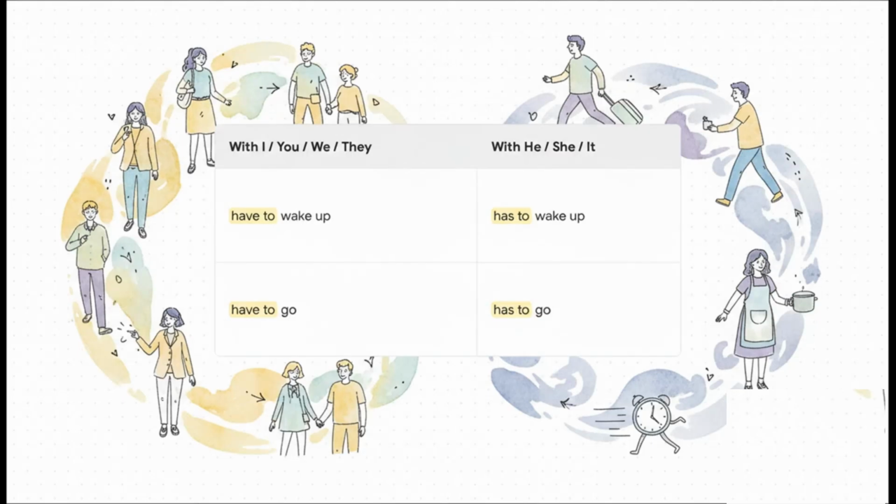Now, here's a really important little grammar tip. Check out this slide. For I, you, we, and they, we use have to. Simple enough. But for he, she, or it, we switch it to has to. So we say he has to wake up or she has to go. It's a tiny change, but it makes a huge difference in sounding correct.